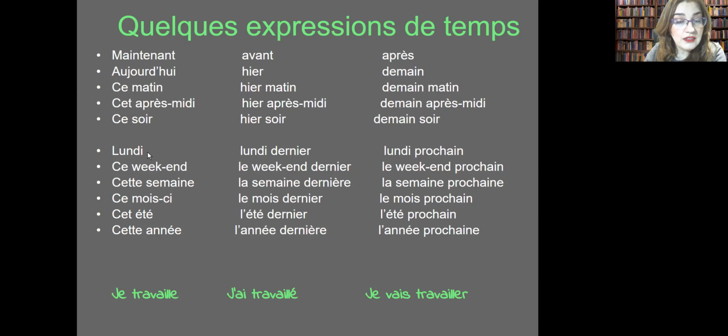Now, lundi is Monday. Lundi dernier, last Monday. Lundi prochain, next Monday. Ce weekend, this weekend. Le weekend dernier, last weekend. Le weekend prochain, next weekend. Okay, so I think the meanings of dernier and prochain are obvious now. So I'm just going to read the rest, and if I feel there's something I need to explain, I will. Cette semaine, this week.